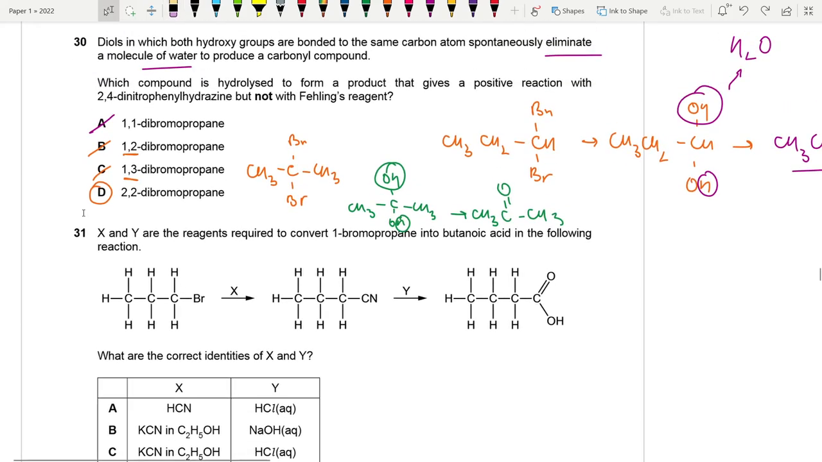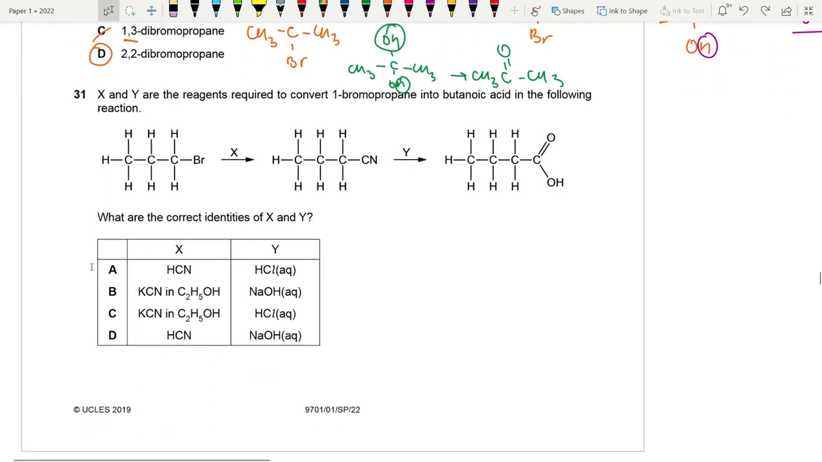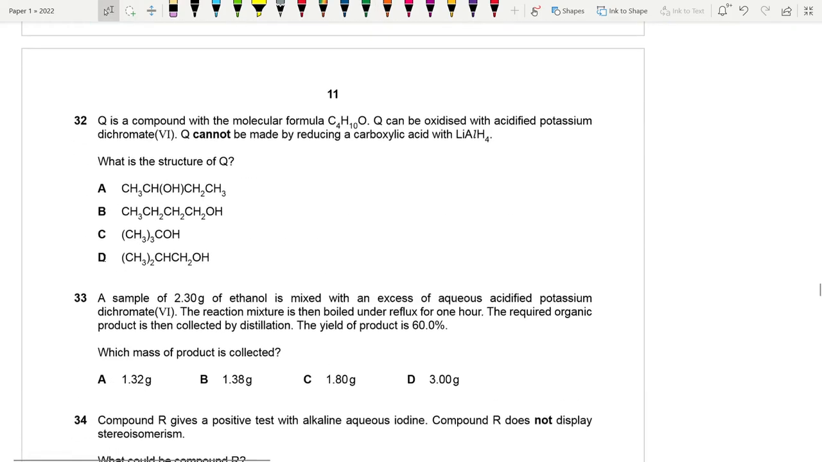This is also a common MCQ. I've seen this before, maybe in Feb March 17. You can check that variant out. 31. X and Y reagents required to convert 1-bromopropane into butanoic acid. Really important. Nucleophilic substitution took place. We used KCN in ethanolic conditions in the first step, nucleophilic substitution, followed by acidic hydrolysis of the nitrile to form carboxylic acid. Really important reaction. 31C.